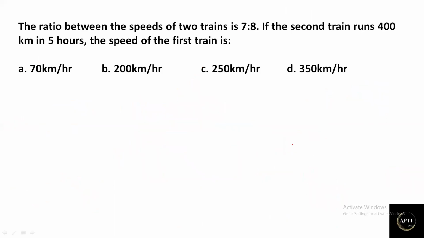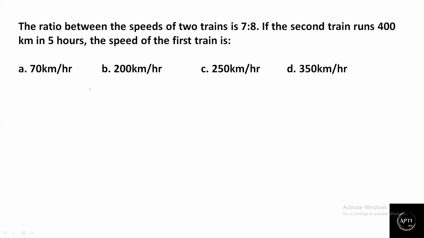The ratio between the speeds of two trains is 7 is to 8. If the second train runs 400 kilometers in 5 hours, the speed of the first train is. Okay, here actually this question also we can solve it by using the traditional method, considering the values of x for the ratios. But I'm going to explain this to you within a single step, with a simple shortcut.